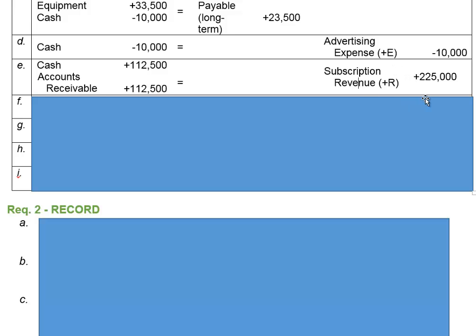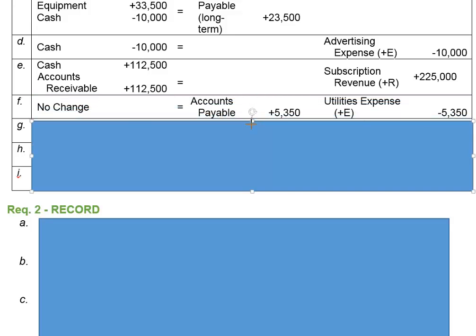So we've earned revenue in January, we've taken in cash, and the rest the customers will pay us later. So to us, as VGC, that's an account receivable. Right? So we can see our assets go up $225,000 and our shareholders' equity goes up $225,000 because revenues go up $225,000. So our accounting equation is in balance.